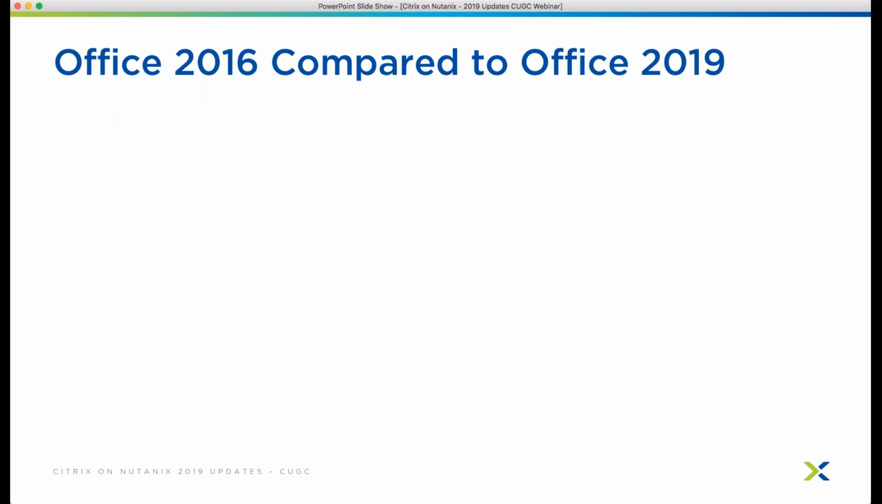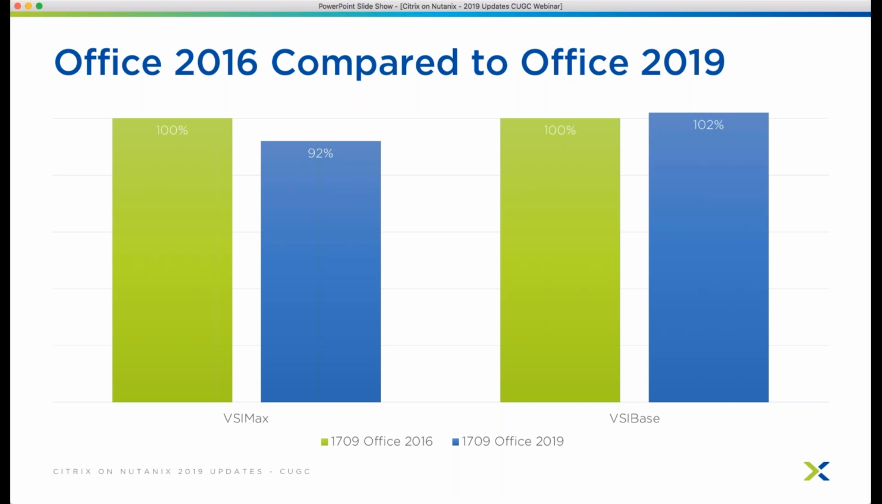Office 2016 compared to 2019. So look at the VSI max here and the VSI base. VSI max, again, higher is better. And this is 1709 of 2016 compared to 2019 on the same operating system. So you see about an 8% drop in performance, and then about a 2% increase in user response times, or I'm sorry, application response times. So you're seeing a little different impact there between just changing your Office version. Now think if you change your Office version plus your operating system, what kind of impact that will have.